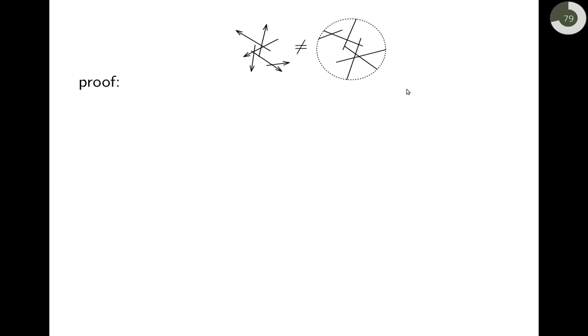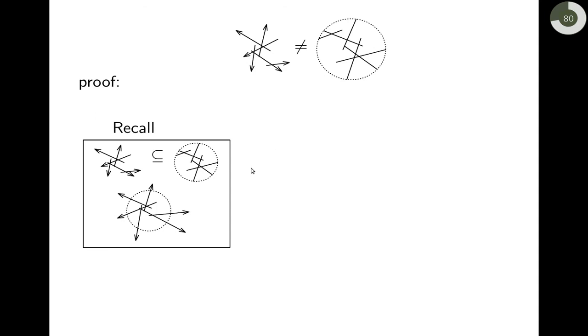Okay, now I want to show you that rays and outer segments are not the same. For this, you need to recall this proof that I showed you. I showed you that rays are contained in outer segments, because you take a representation and then you just cut off everything.